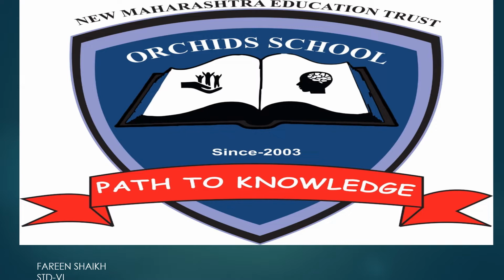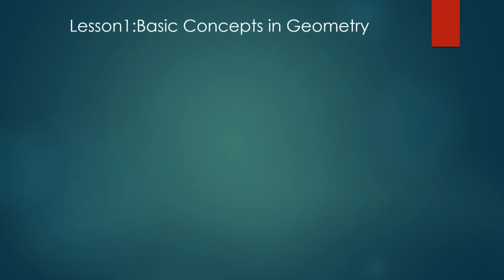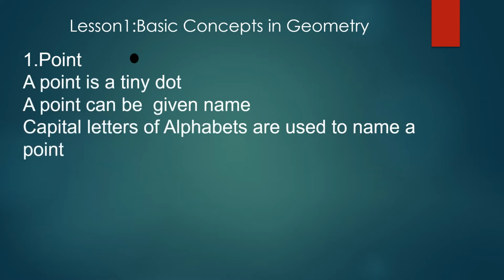Today, we are going to study the first chapter in maths, that is basic concepts in geometry. The first thing that we'll see is point. A point is a tiny dot. It can be given a name. Capital letters of the alphabet are used to name a point. Children, here we will be seeing 2 points, point A and point B.